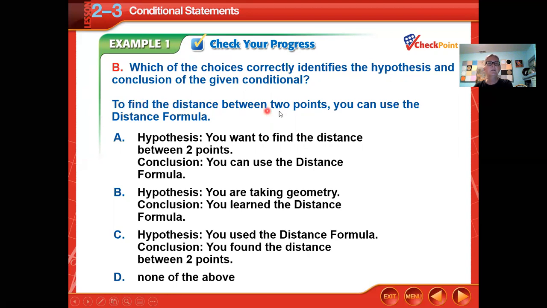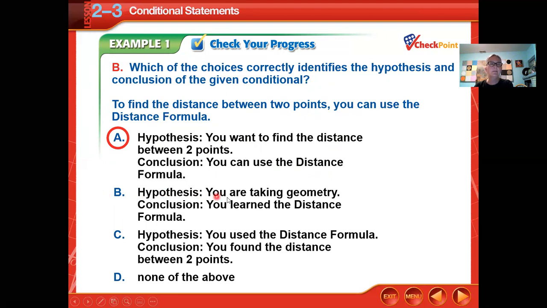To find the distance between 2 points, you can use the distance formula. So is the hypothesis you want to find the distance between 2 points, and the conclusion you can use the distance formula? I don't think that's it. What is it? You want to find the distance between 2 points. So to find the distance between 2 points, if I want to find the distance between 2 points, then I can use the distance formula.